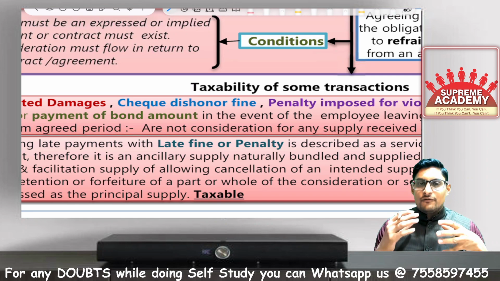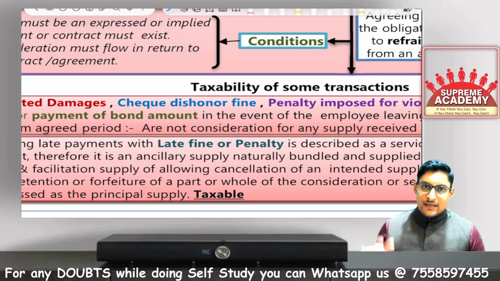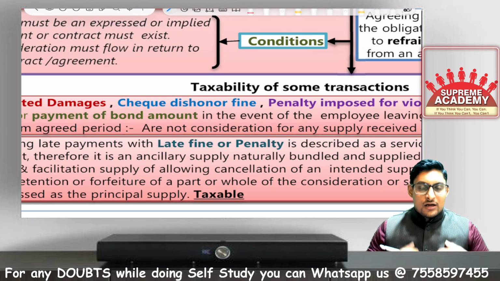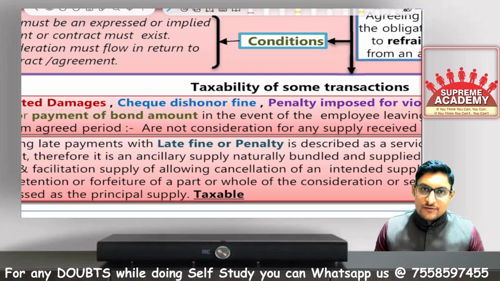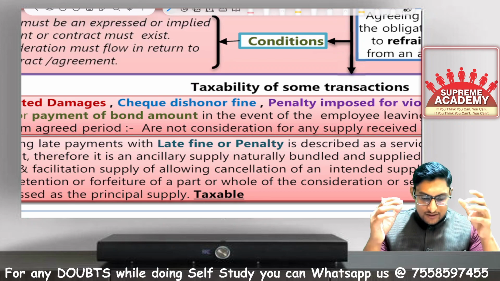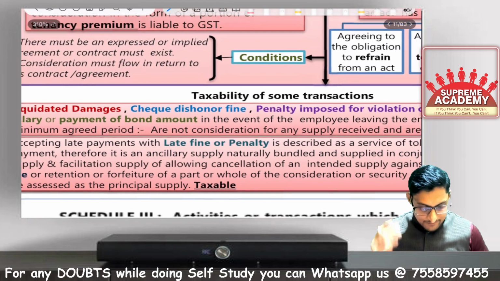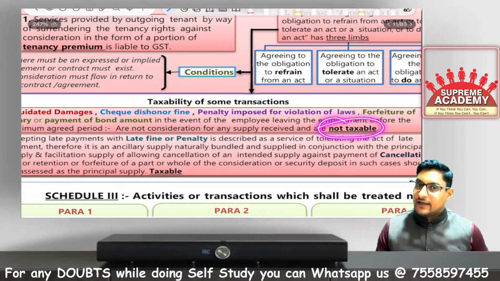The clause of cheque dishonor fine is made by the banks as a provision, so that the errors made by the account holder can be corrected on their own. They will know that if a cheque dishonor happens, I will be charged a fine. So the account holder will himself be aware of these things. For that they are charging the fine. No separate contract is being made that we are going to dishonor and charge a fine. So it will not be a supply, and hence not taxable.